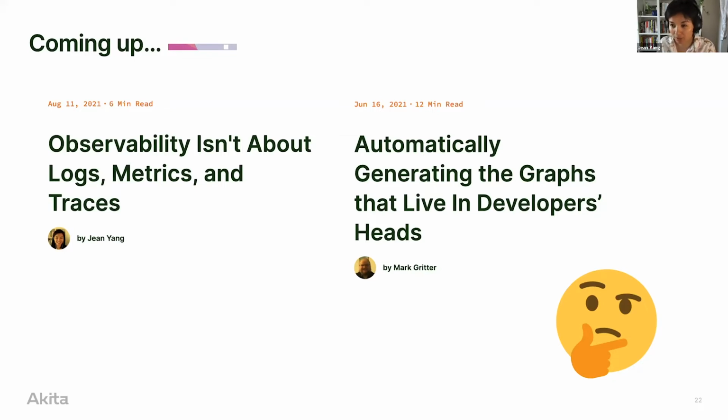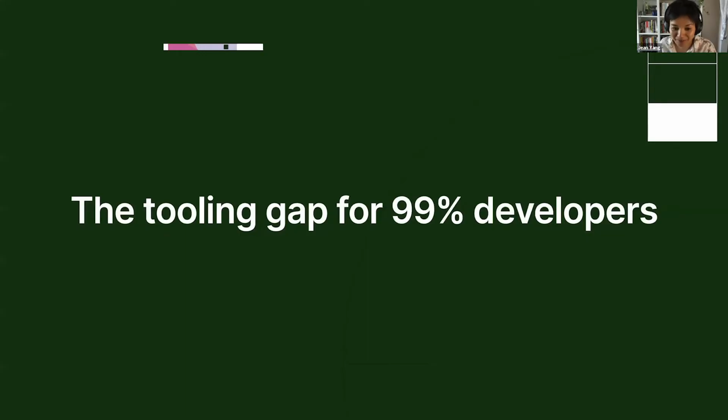And that model right now lives in developers' heads. Observability tools are manifesting logs, metrics, and traces. And the question is, can we get closer to manifesting the models themselves? But before I talk about that, I'll talk about how I came to discover the tooling gap for 99% of developers.